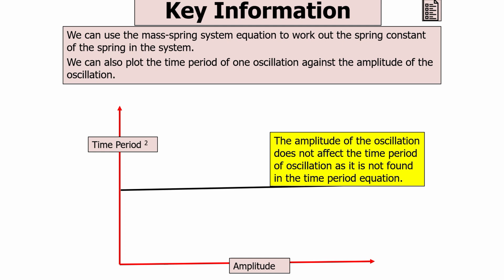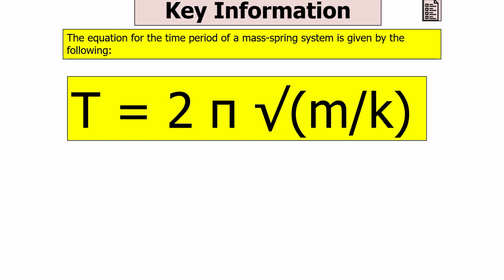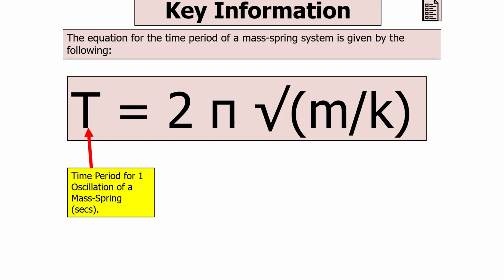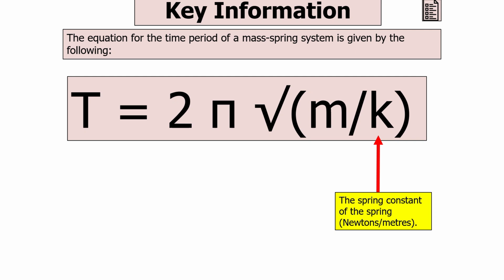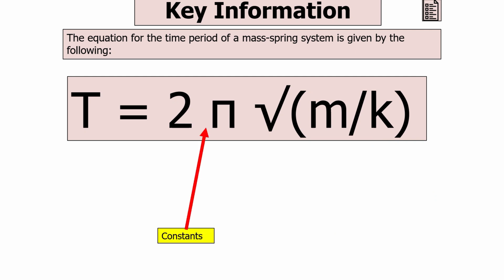So, the equation for the time period of a mass spring system is given by the following. T is equal to 2 pi times the square root of m over k, where T is the time period of one oscillation of a mass spring in seconds. m is the mass of the system in kilograms, k is the spring constant of the spring in newtons per meter, and 2 and pi are constants.